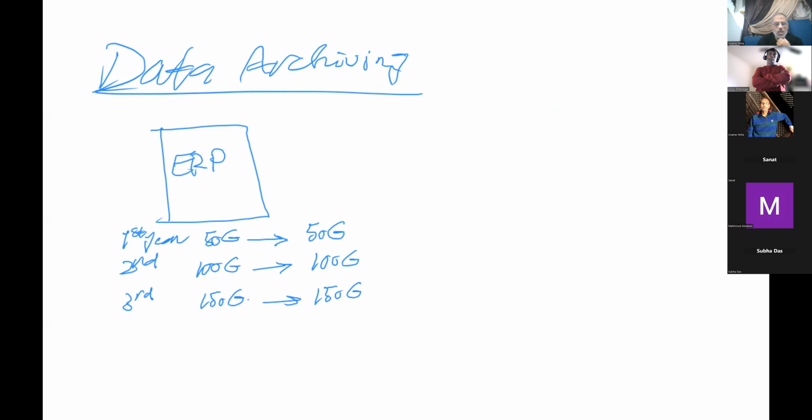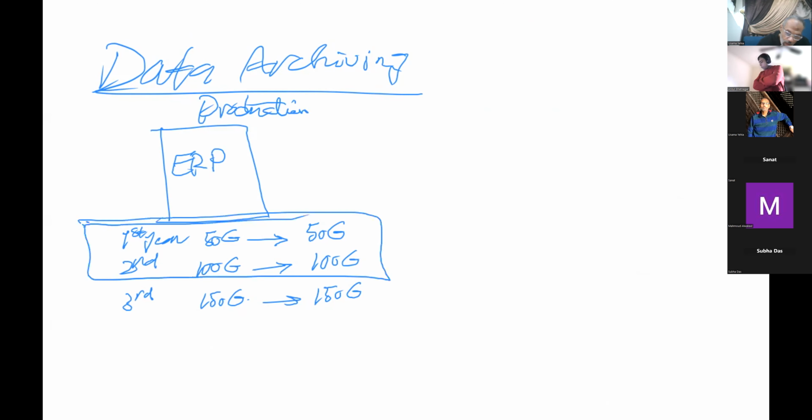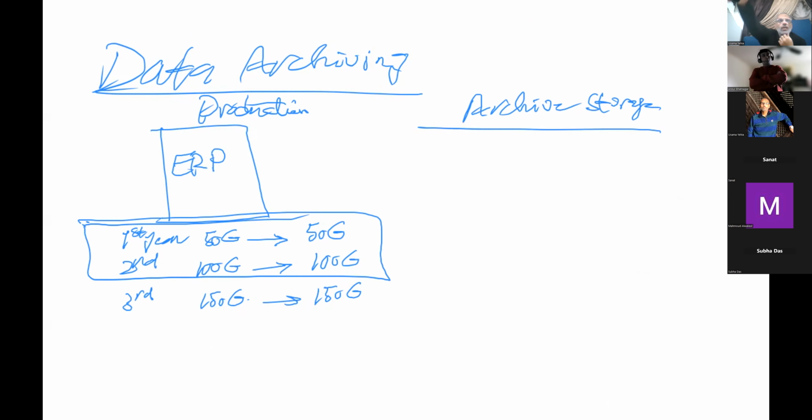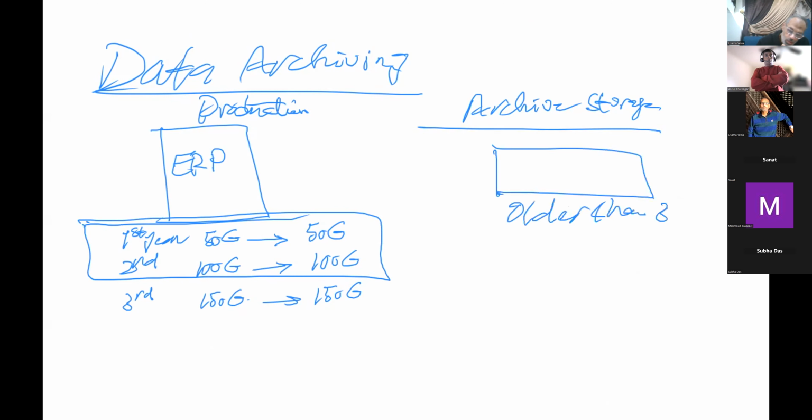Then, what is the technique? We say, okay, gentlemen, this is the production. I will keep only the data for the first 2 years. And any data older than 2 years will be moved to an archive server or storage. This will be cost-effective, cheaper storage, and you can copy data onto it. And this is the storage which will hold the data that is older than 2 years.